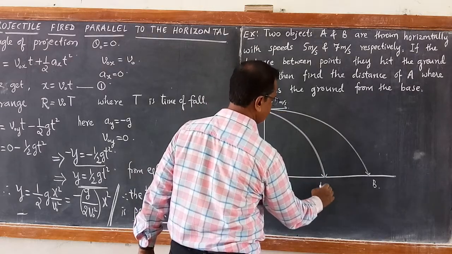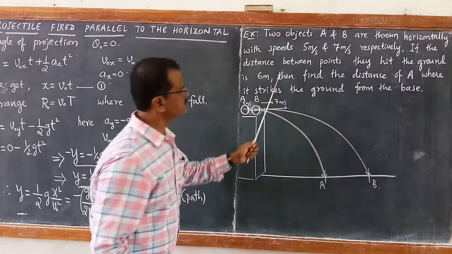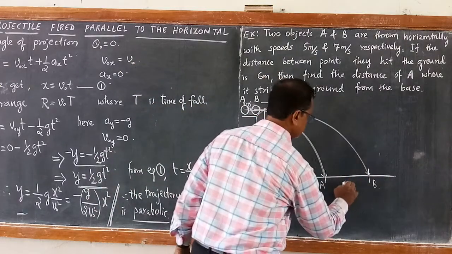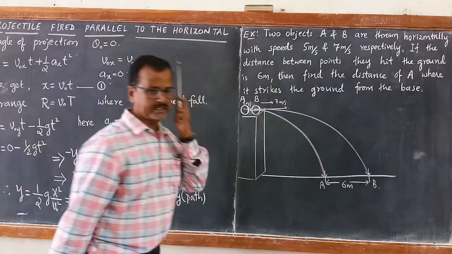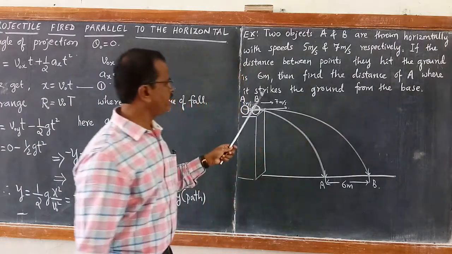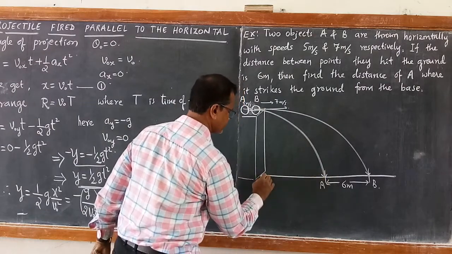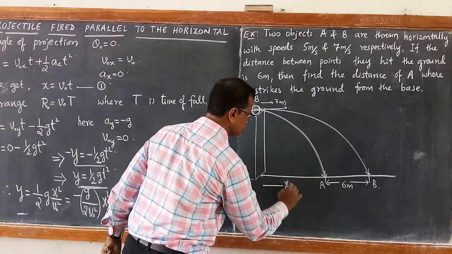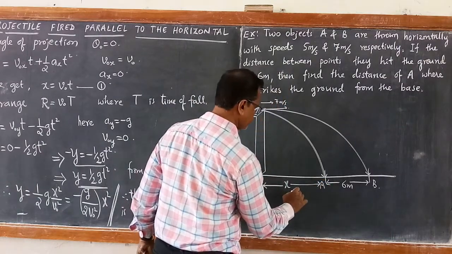Suppose this is point A. The distance between these two is given as 6 meter. The question is to find the distance of A where it strikes the ground from the base. You are asked to find out this distance. Let us take this distance as x, x of A. What is the value of x?